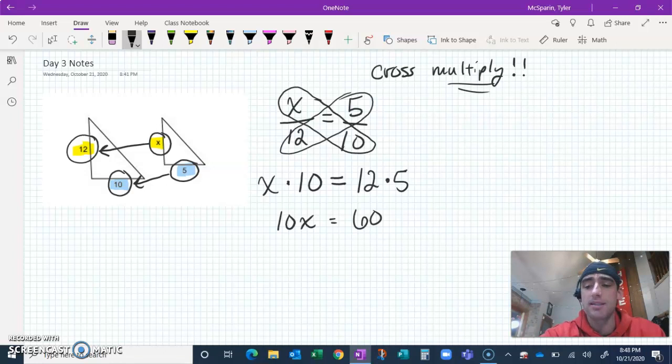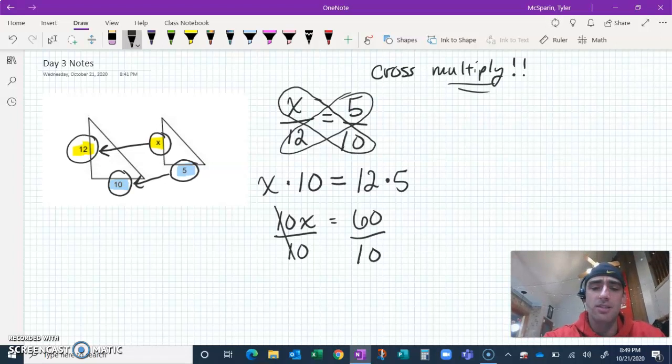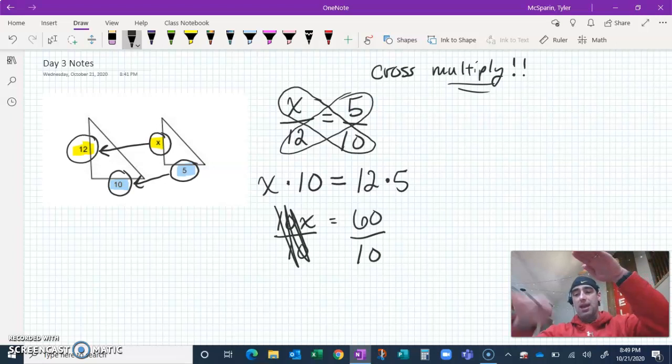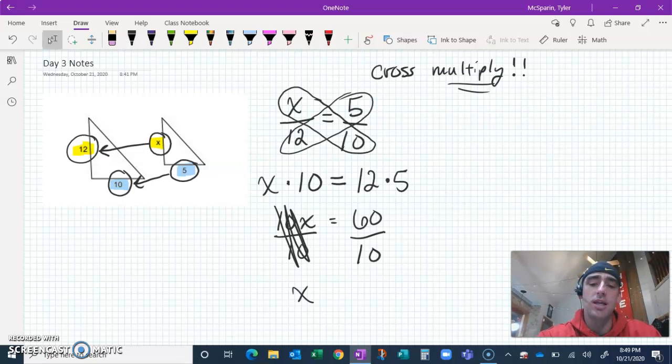Now, I'm trying to get x by itself. X is not currently by itself. It's got a 10 with it. So what do I do with the 10? Well, since x is multiplying by the 10, I'm going to have to do the opposite of multiplication, which is division. Divide by the 10, and it's going to get rid of the 10. So now that 10 is gone from this side because whatever is on top and bottom of a fraction will cancel each other out. So that leaves me with just x, and 60 divided by 10 is 6. So right here would be 6.